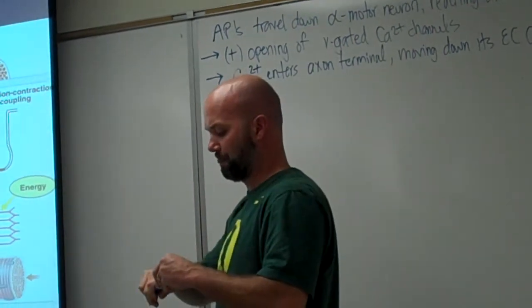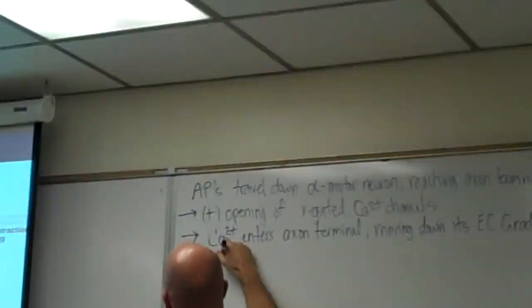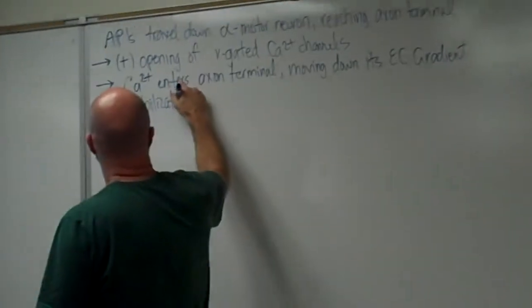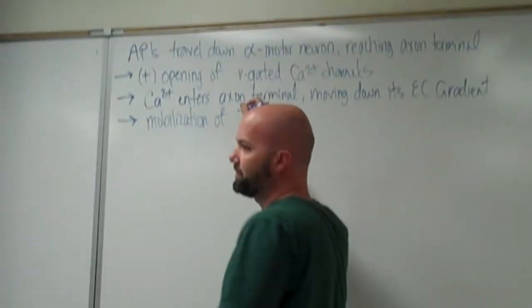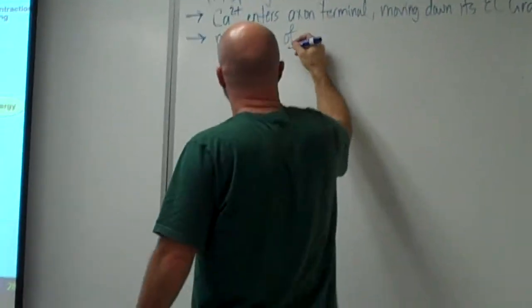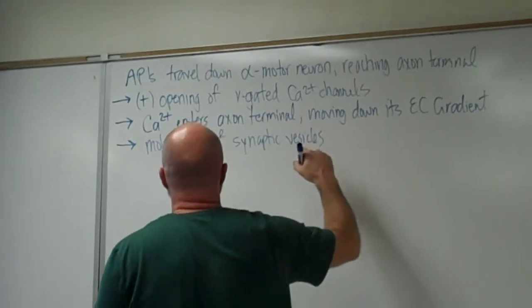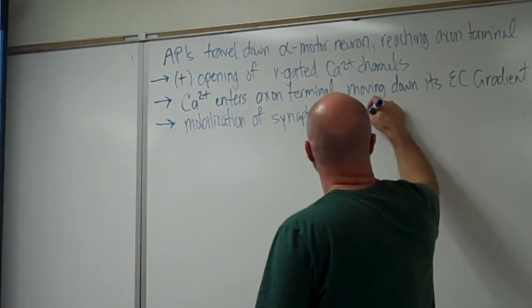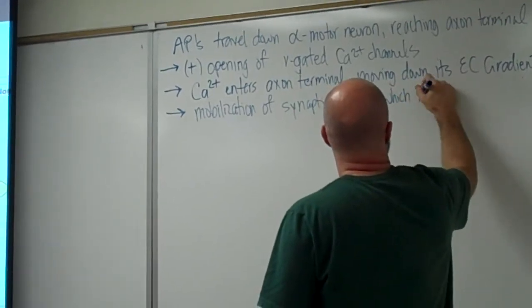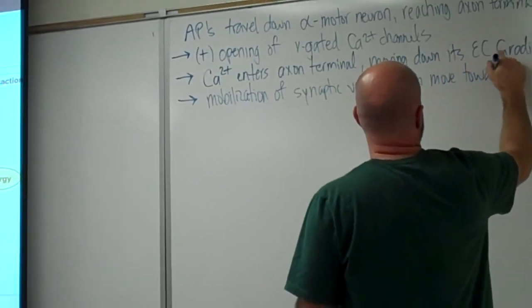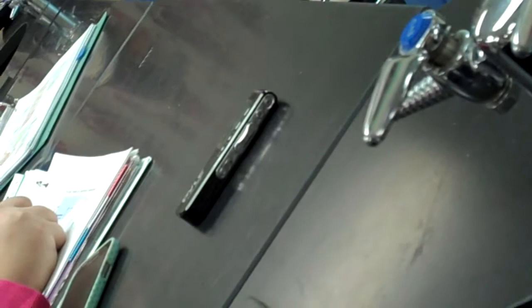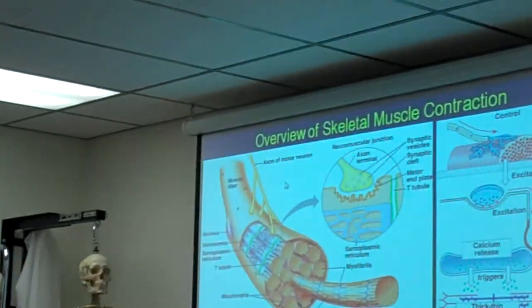That triggers mobilization of, you can call them synaptic vesicles or neurotransmitter vesicles. Mobilization of synaptic vesicles, which move toward and fuse with the presynaptic membrane.